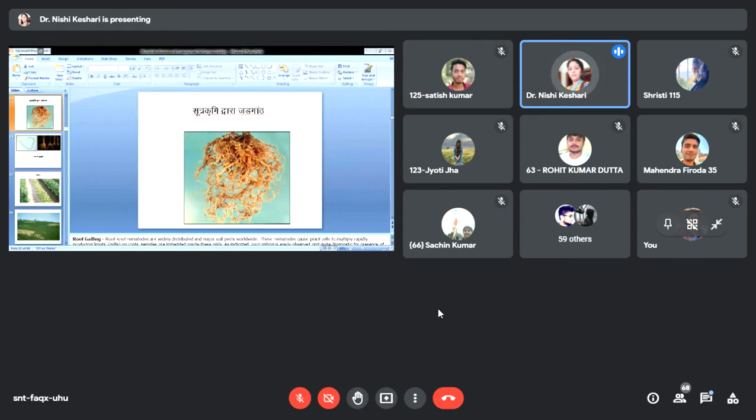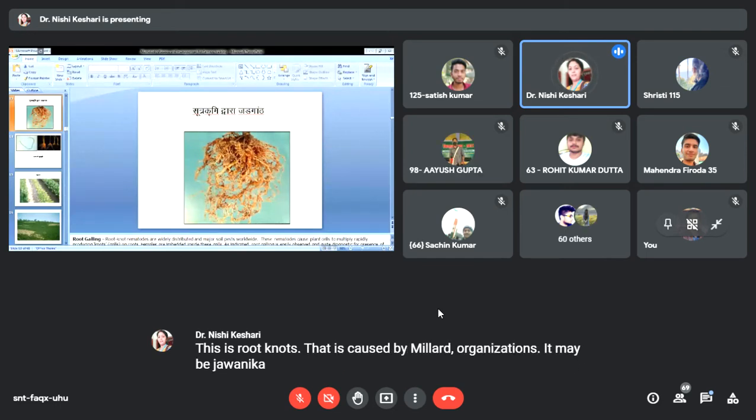This is root knot caused by Meloidogyne species. It may be Javanica, Hapla, Arenaria, Incognita, or other nematode species.